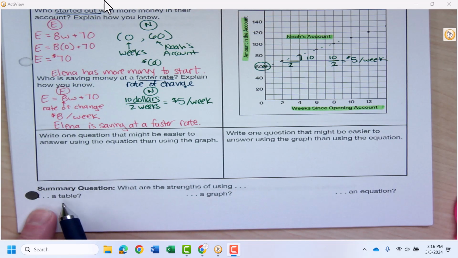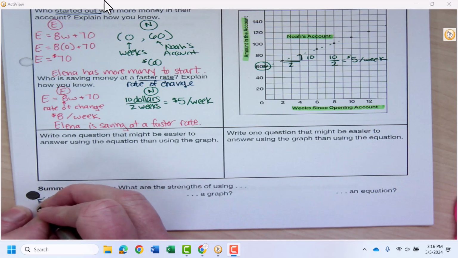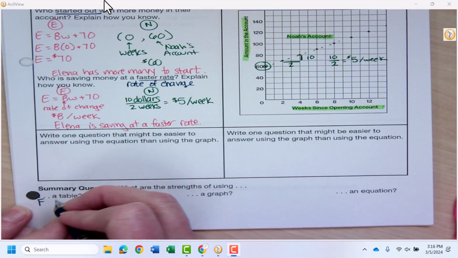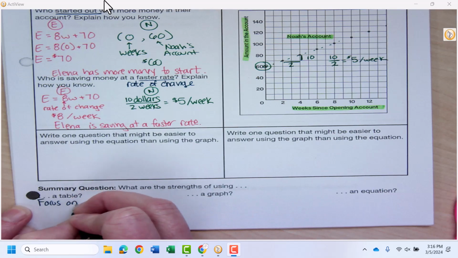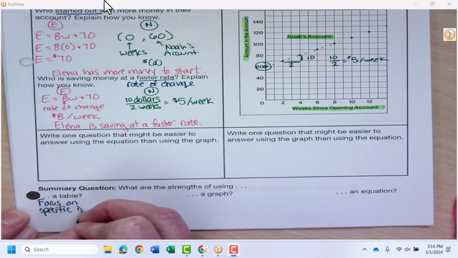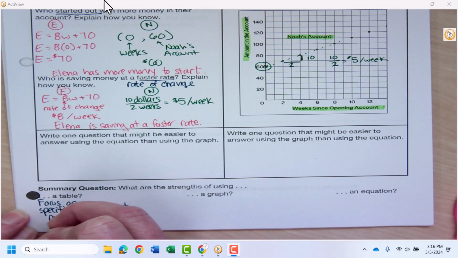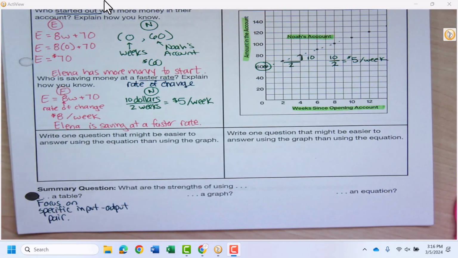Let's start with a table. We didn't have one in the notes here, but you've seen tables before. And they're good if you want to focus on a specific input-output pair. We saw it in the activity in class today, where we had a chess champion and we saw after 1 hour how many calories he burned, after 2 hours how many calories he burned. And there were just lots of specific input-output pairs to look at.